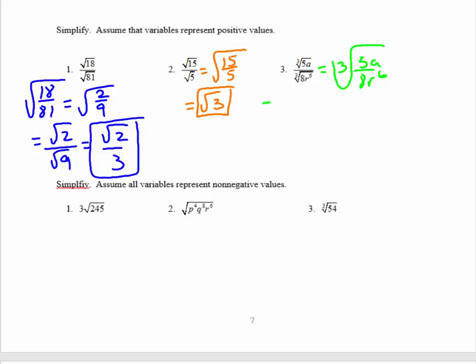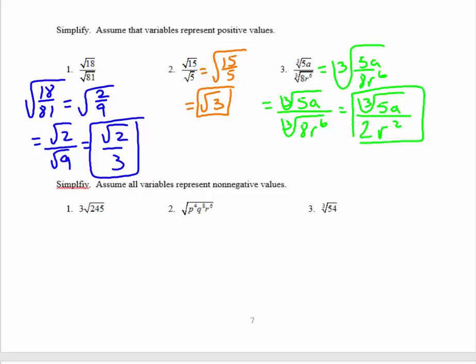So if we re-separate them, we're back to where we started from, the cubed root of 5a over the cubed root of 8r to the 6. Now in the numerator, the cubed root of 5a, nothing can come out of that. However, in the denominator, there is a nice cubed root of 8, that is 2. And when we take power divided by index, 6 divided by 3 is 2, so we end up with an r squared on the outside. But most of the time, if they're separated, put them underneath the same radical to see if you can reduce.